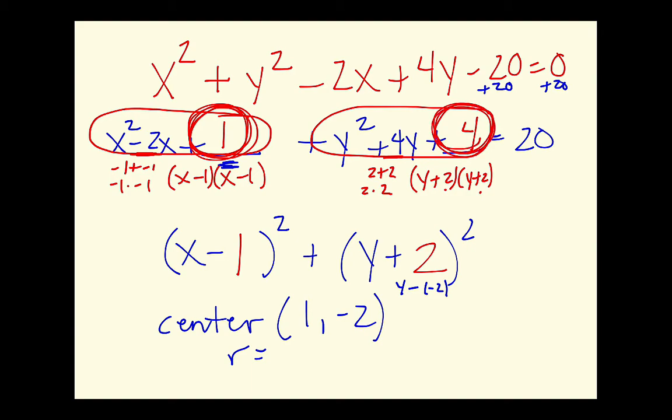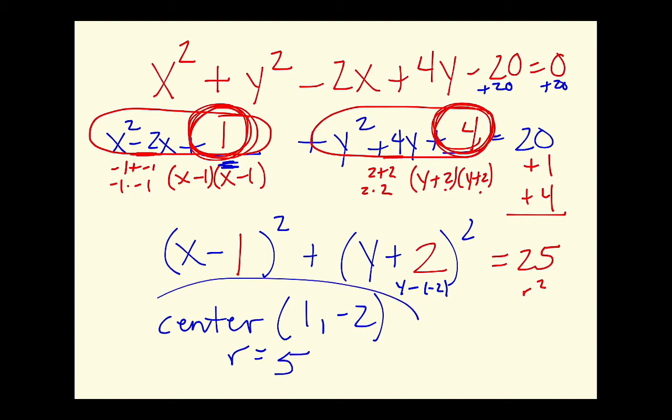Well, like all equations, if you add numbers to one side, you have to add the exact same numbers to the other side. So I should have added a plus 1 and a plus 4 to the other side, which would have turned this equal to 25. And that number is what's going to equal my radius squared. So if the radius squared is 25, my radius is simply 5. So my goal is to rewrite it in standard form so I can look at it and go, oh, the center is 1, negative 2 with a radius of 5.